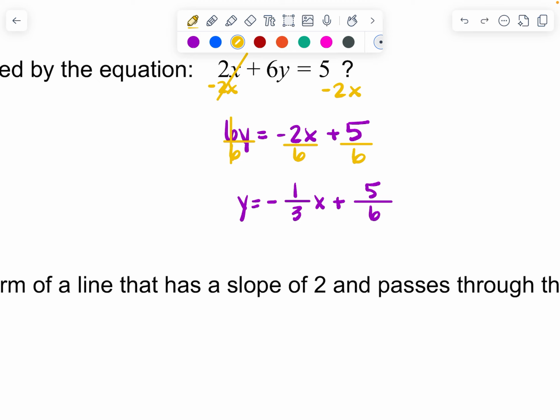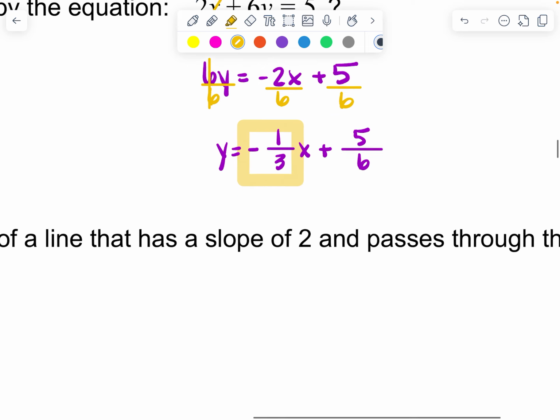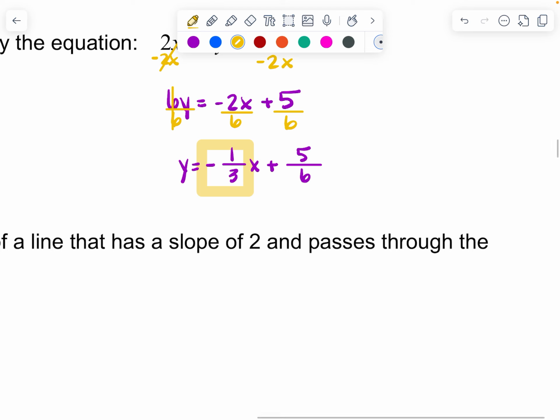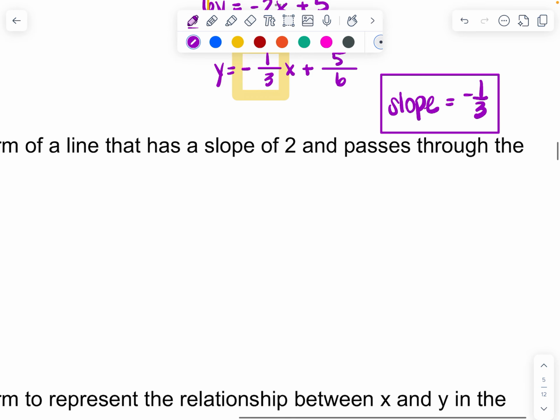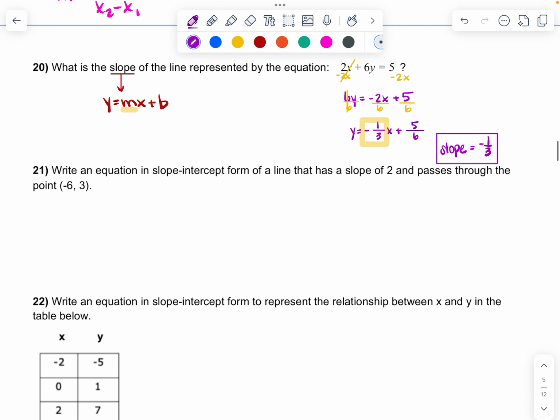Now that it's in y equals mx plus b form, my slope is -1/3. Please do not say -1/3 x. The slope has nothing to do with the x. The slope is the number in front of the x when it's in slope-intercept form. Okay. All right. Next up, write the equation in slope-intercept form.